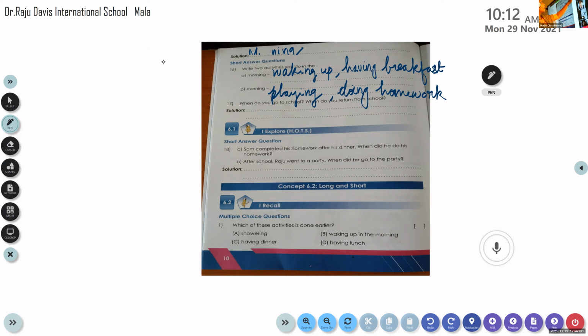Usually morning time. And when do you return from school? Evening. Afternoon. Here the school time will be completed at 3:50, so it's before 5 o'clock. So you can say afternoon. So when do you go to school? We go to school in the morning. So we can write the answer here.